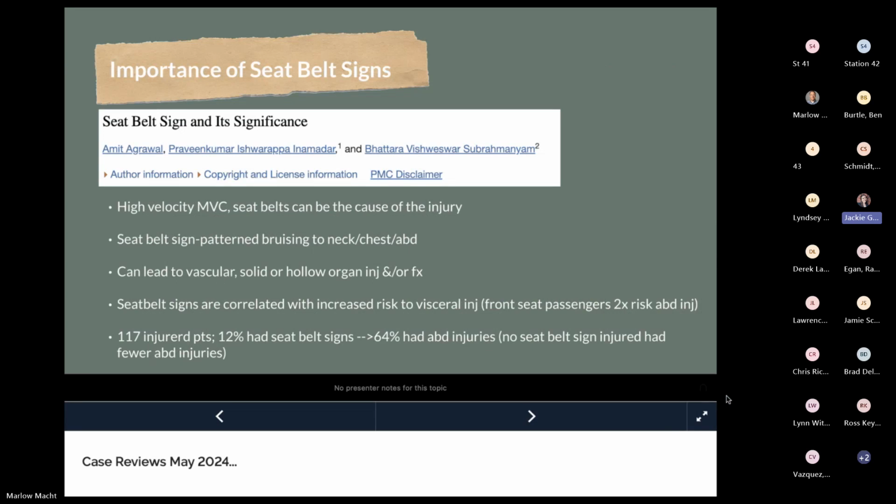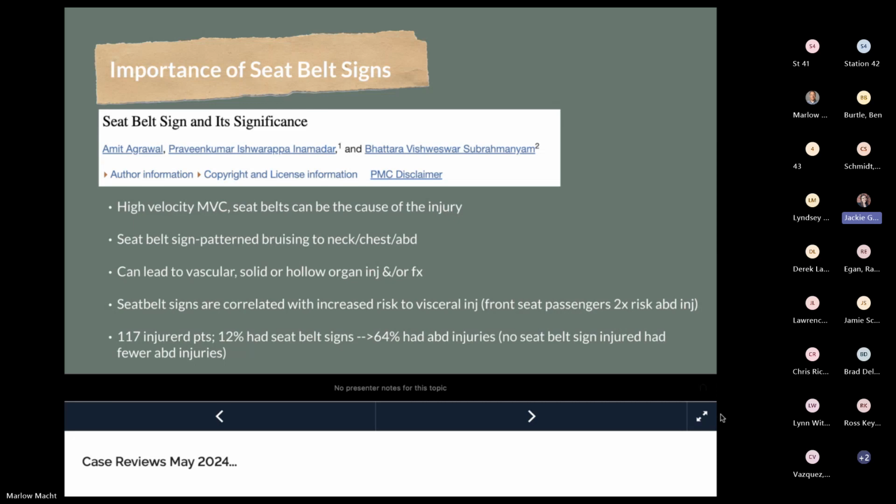So I spoke with the crews about the importance of a seatbelt sign, and I agree they had a sick patient, they had multiple injuries, but it's really important to relay a seatbelt sign, especially in your narrative on the Pulsara, because you're trying to convey your worst potential injuries to this patient. In this particular article, it talked about how obviously we wear seatbelts to try to prevent injury, but under certain circumstances, such as high velocity motor vehicle crashes, they can actually be the cause of the injury.